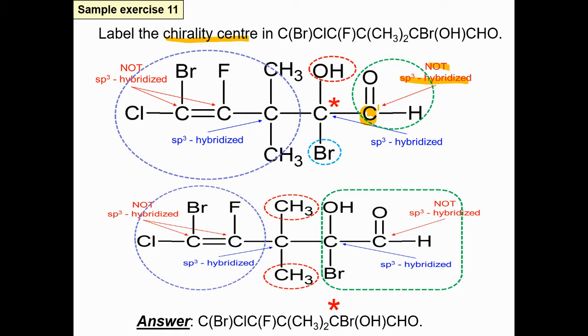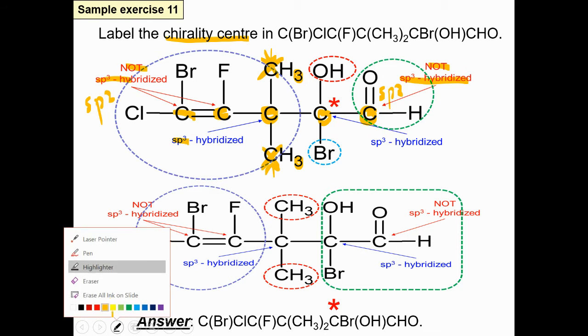Okay, for example, this carbon is sp2. This carbon and this carbon is also not sp3 hybridized. They are sp2 hybridized. So we only will consider two carbon here. That is this carbon and also this carbon. Okay, actually we can also consider this carbon, but clearly it has three same groups. So we are not going to look at this one as well.